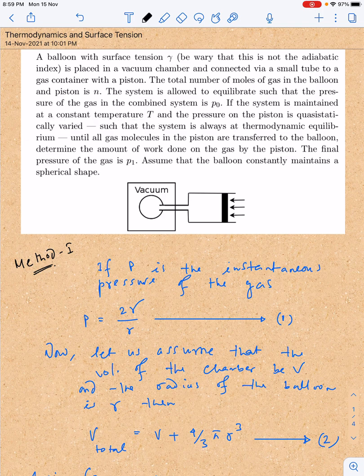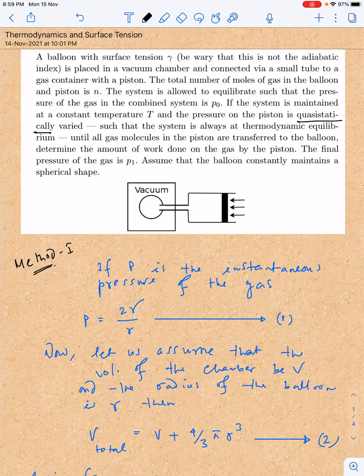The pressure on the piston is quasi-statically varied. What do you mean by quasi-static process? Quasi-static process is a process which appears to be static but not static because of infinitesimal variation in any of the thermodynamic coordinate. When a system moves from one step to another step by maintaining equilibrium at each and every single instant, that process is called quasi-static process. Hence, in quasi-static process, system will be in equilibrium at each and every instant. That is a point you have to remember.